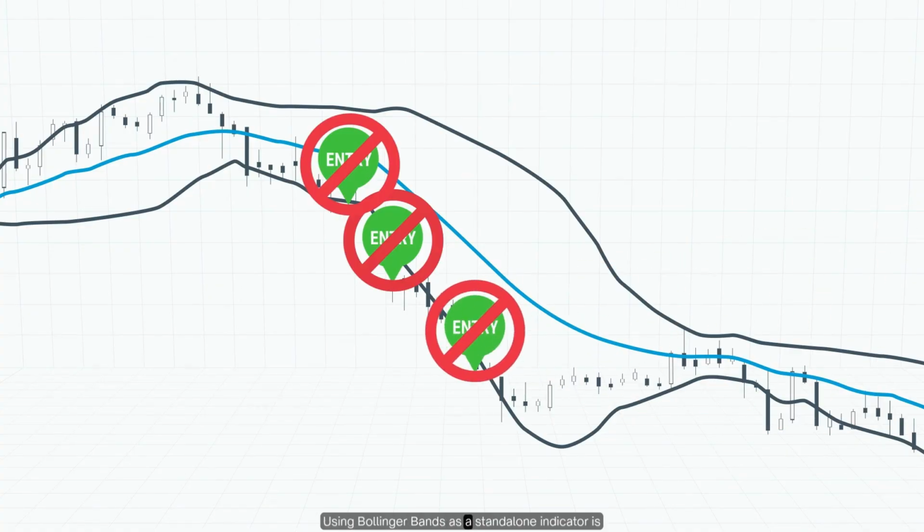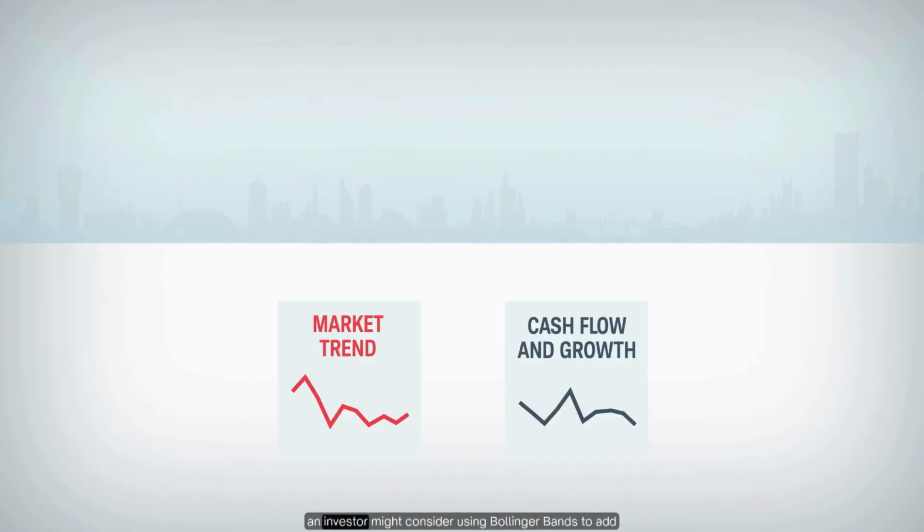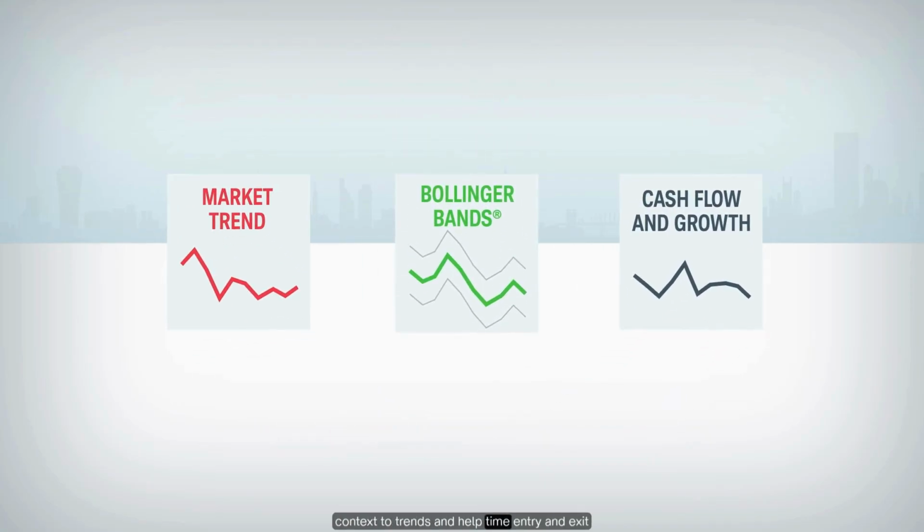Using Bollinger Bands as a standalone indicator is risky. For a more balanced approach, an investor might consider using Bollinger Bands to add context to trends and help time entry and exit points that arise from other forms of analysis, such as fundamentals and the market.